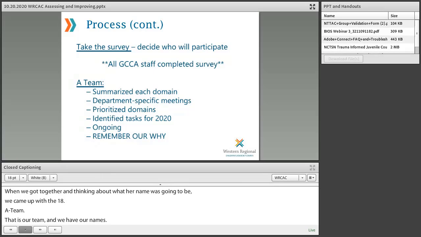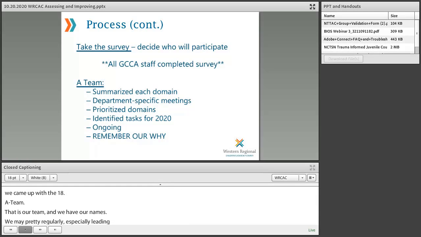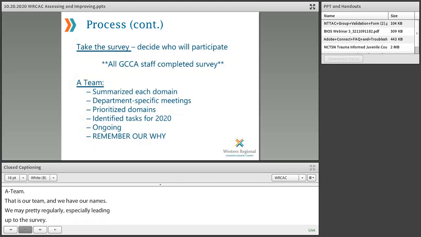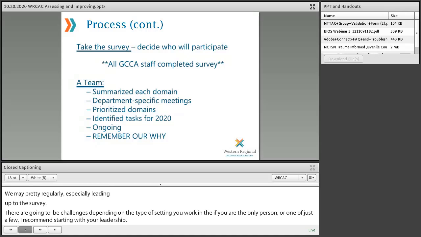Now, I realize some of you might be saying, well, I don't have 7 people at my organization. Some of you may be the only person at your CAC. So that's going to be a challenge, depending on the type of setting that you work in. If you're the only person or one of just a few, I really recommend first starting with your leadership, getting your leadership on board, figuring out who that is, and then finding your trauma champions. And maybe there's only 2 of you, but that's okay.